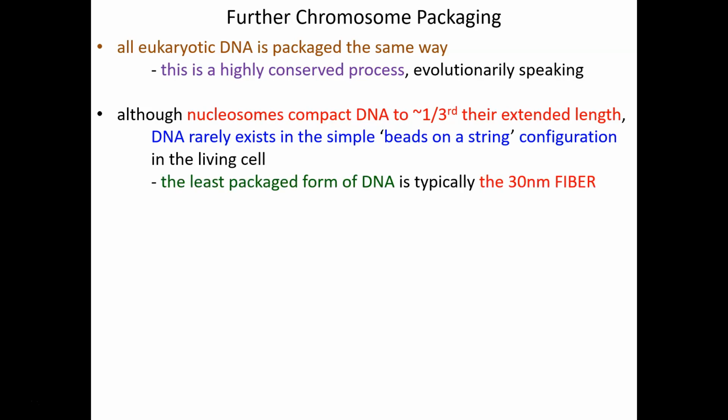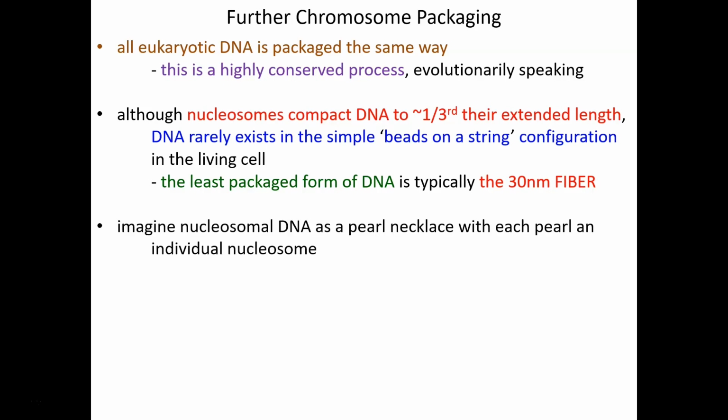So we need more compaction. We need higher and higher levels of compaction. The next level of compaction, beyond nucleosomal DNA, is called the 30 nanometer fiber. And it's important to point out that the 30 nanometer fiber, although it's the second level of compaction, is the least packaged, least dense form of DNA that we would ever find in a living cell. If we unravel DNA to anything less than the 30 nanometer fiber, it simply takes up too much room in the nucleus and the cell would die. So the 30 nanometer fiber, again, is the second level of compaction, but it's the least dense DNA can ever be in a living cell.